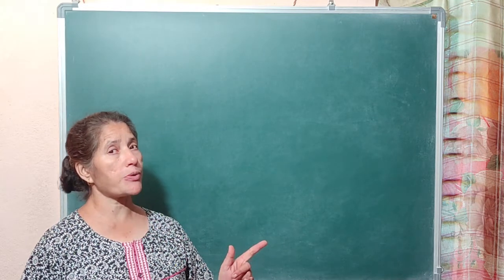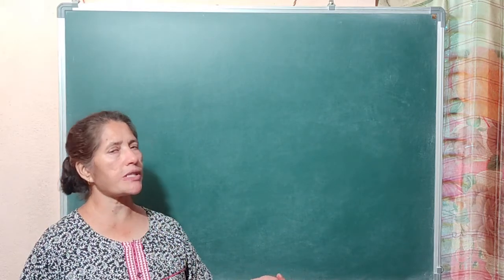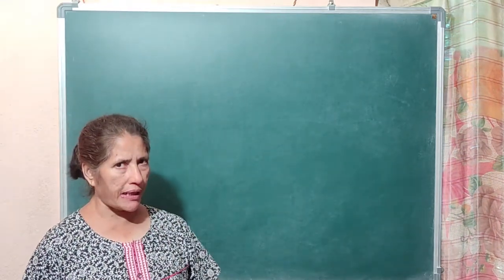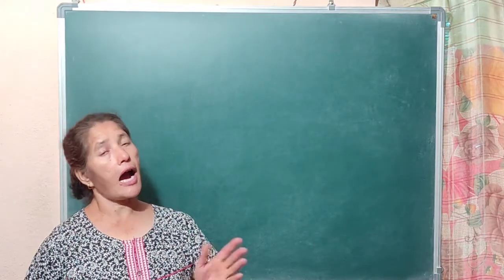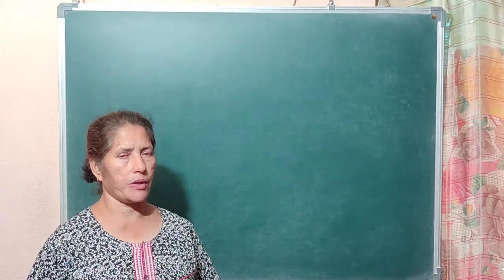After 10,000, in the million system, comes 100,000. After 100,000, million, 10 million, 100 million. After that, billion comes. So, you have to study only till million.